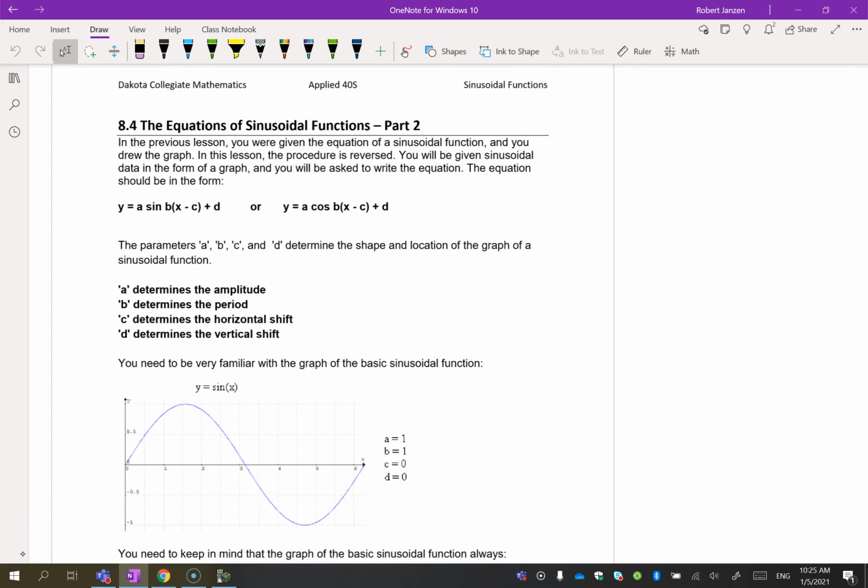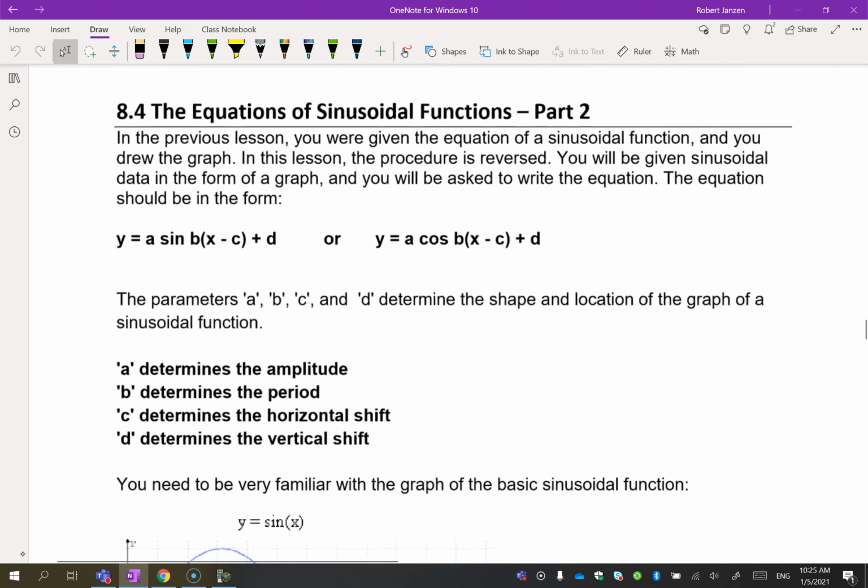In the last lesson, we dealt with sinusoidal functions, and you were given the equation, usually a sine graph, although it could be cosine, and you had to draw the graph. In this lesson, the procedure is reversed, and you will be given sinusoidal data in the form of a graph, and you'll be asked to write the equation. Okay, and we'll be looking to write the equation either like this or like this.